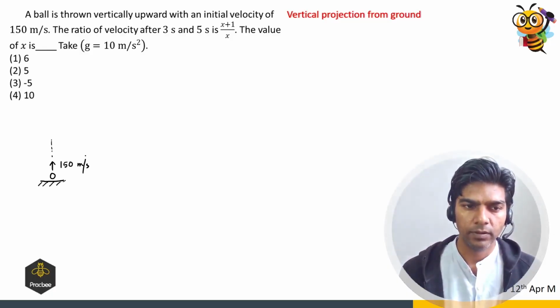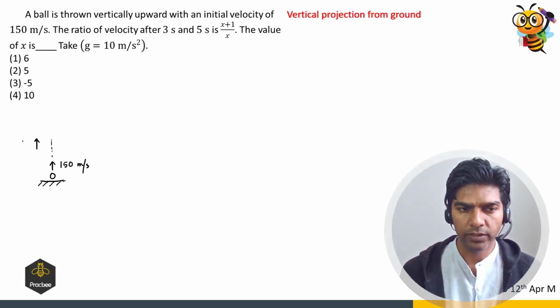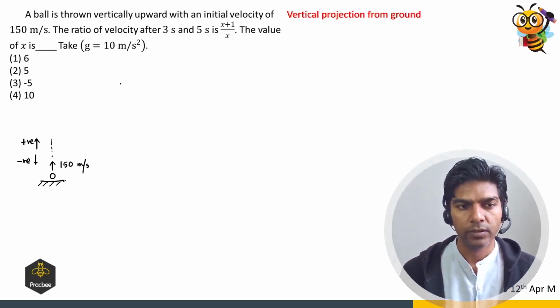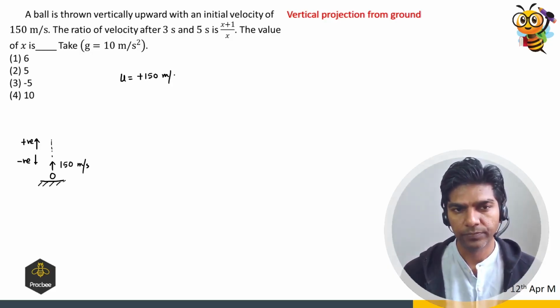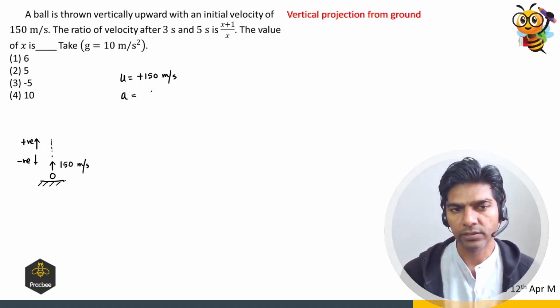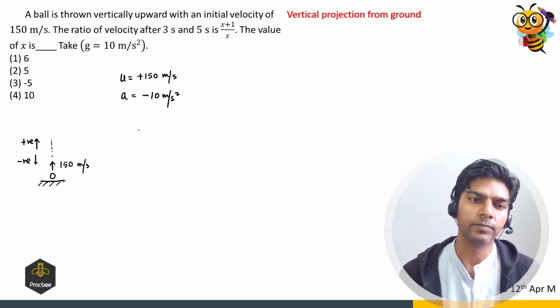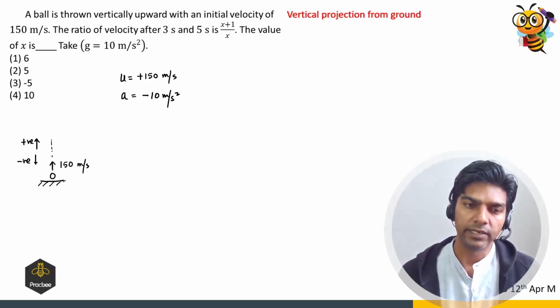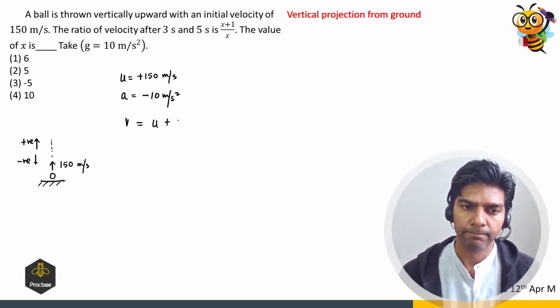So in this question, let us assume upward direction is positive and downward direction is negative, right? So initial velocity will be plus 150 meters per second. And the acceleration, since the ball is moving in gravity, will be minus 10 meters per second square because it is acting in the downward direction, and we have assumed downward direction is negative. Now velocity is given as u plus at, and it will be 150 minus 10 times t.